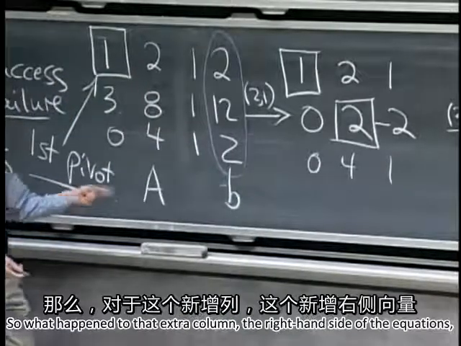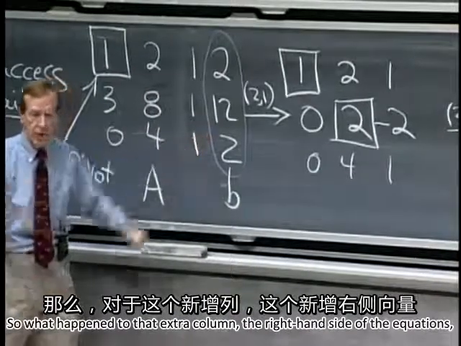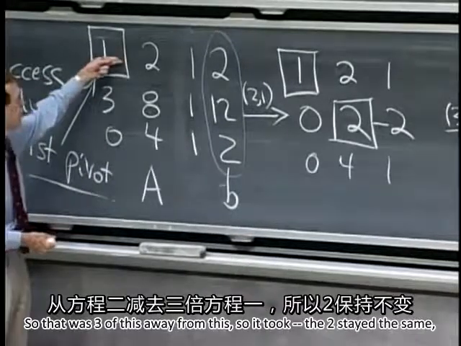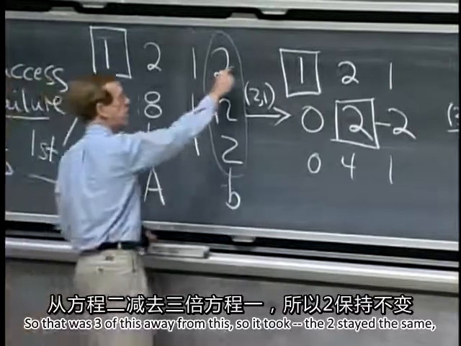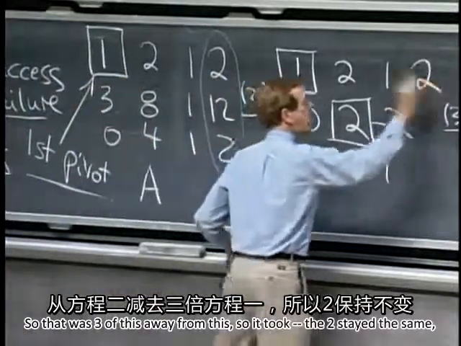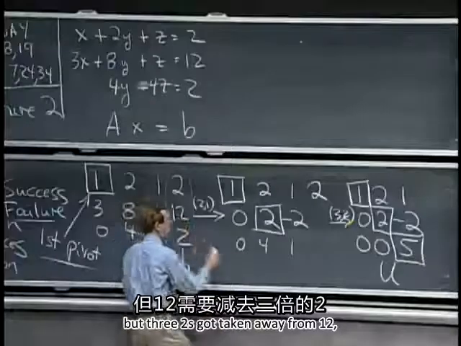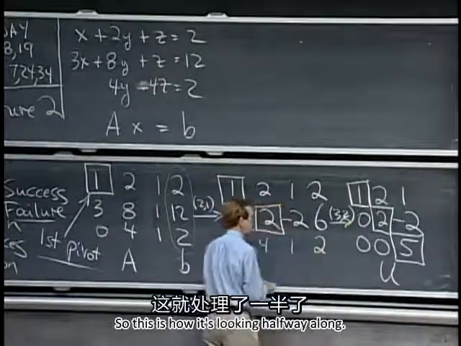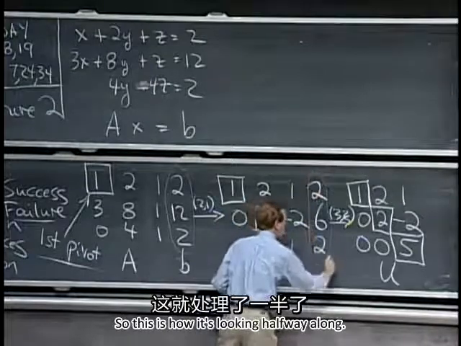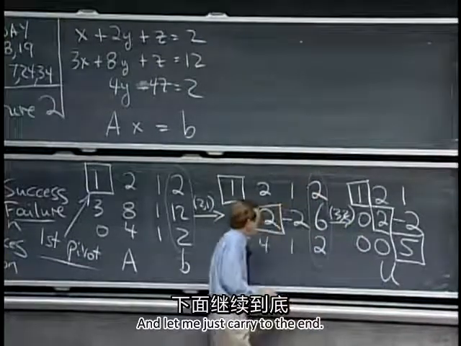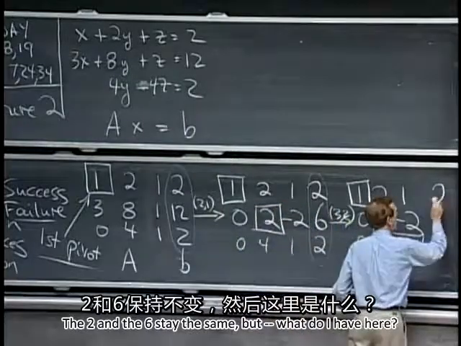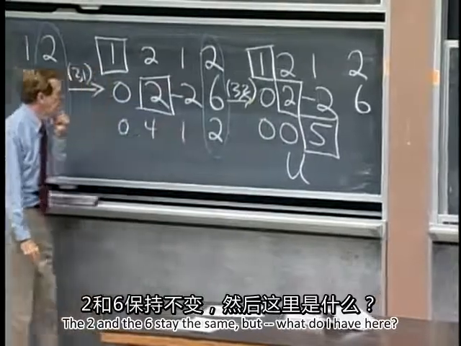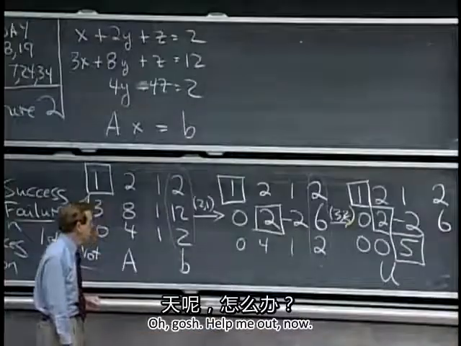Okay, so what happened to that extra column, the right-hand side of the equations, when I did the first step? So that was 3 of this away from this. So the 2 stayed the same, but 3 2's got taken away from 12, leaving 6, and that 2 stayed the same. So this is how it's looking halfway along. And let me just carry to the end. The 2 and the 6 stay the same, but what do I have here? Oh, gosh.